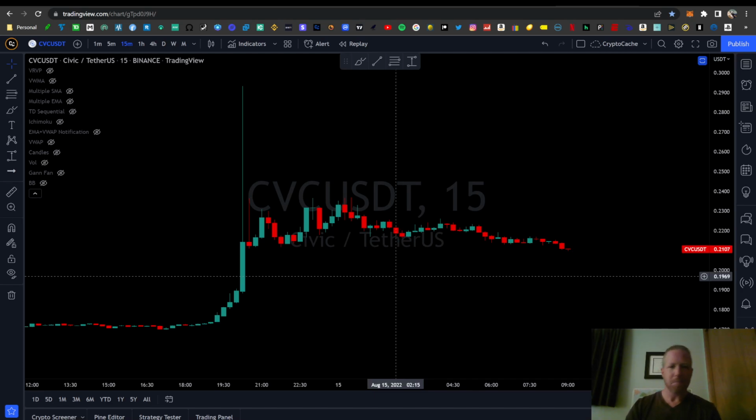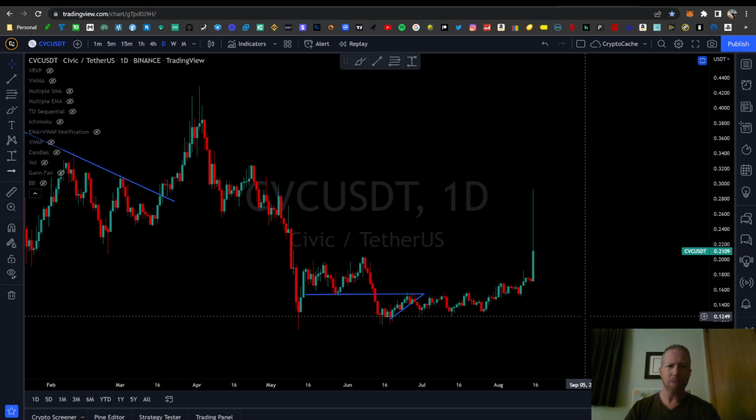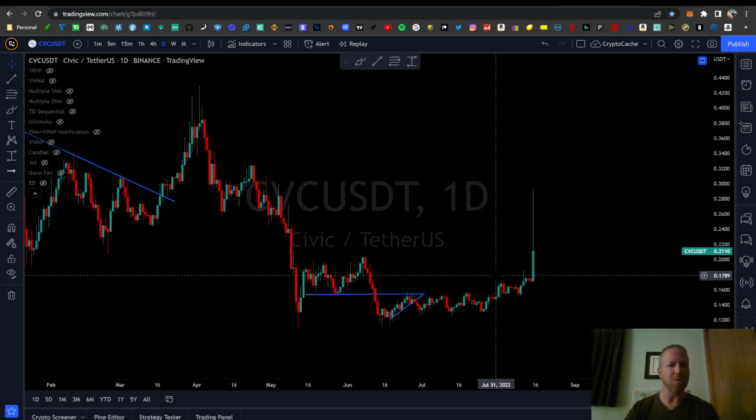But again, big picture, it shouldn't hold. I'd be very surprised if it continued further from here. Granted, it could continue upwards over the next few days, but right now, today, I would expect the price action to come down lower before it comes up.